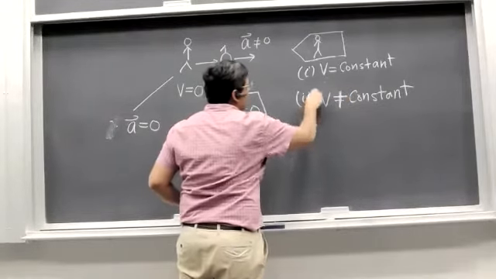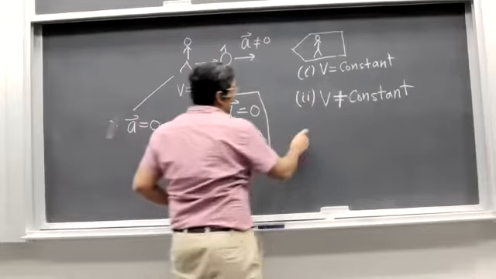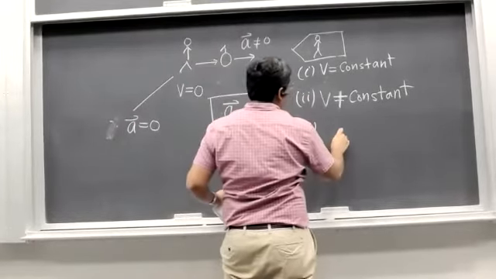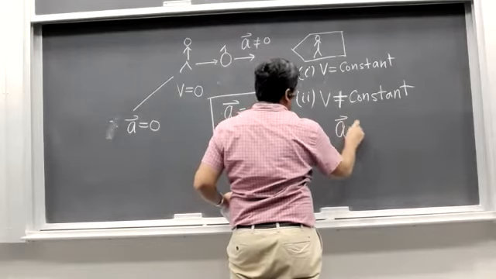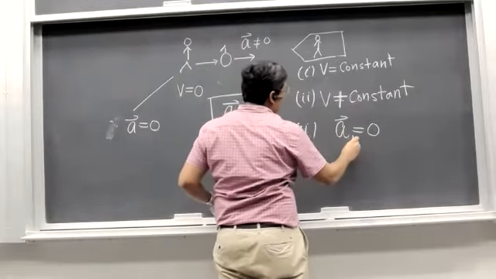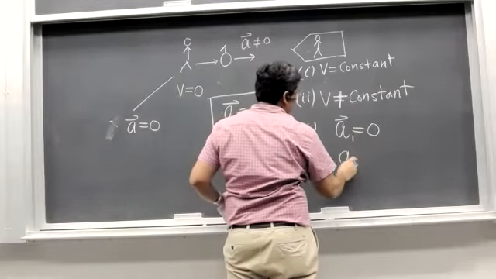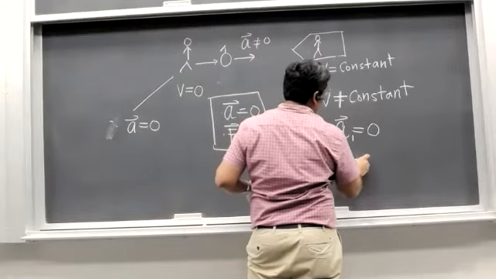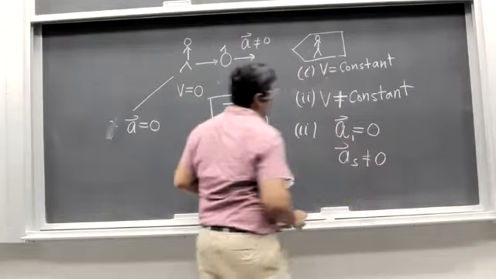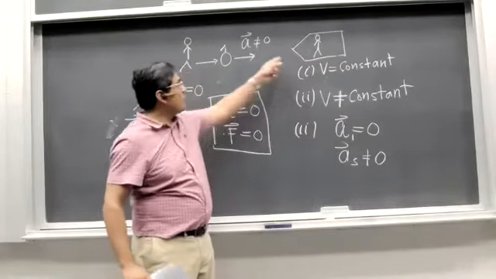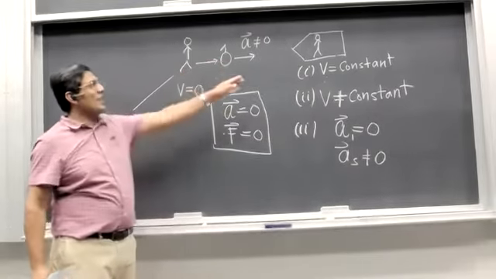Now I'm talking about the second case. In the second scenario, the first observer measures the acceleration to be 0. And the second observer, the one in the spaceship, measuring the acceleration of the apple, measures it to be non-zero. This is a contradiction between the observations of the two observers. One is accelerating and the other is not accelerating.